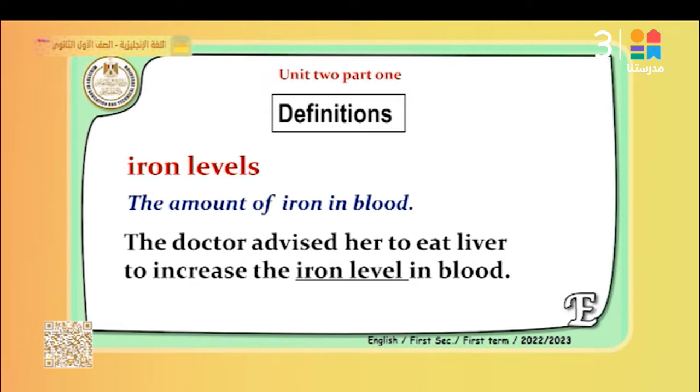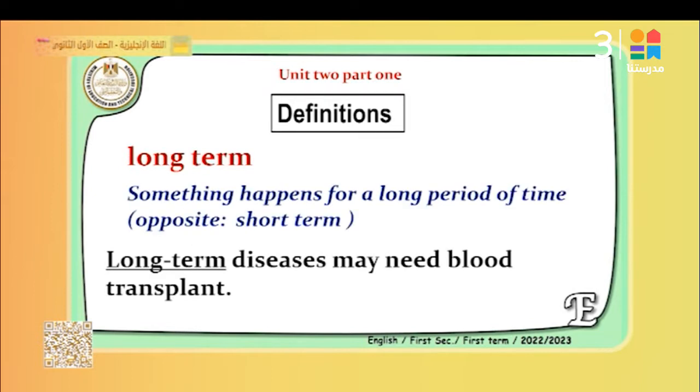We have the word iron level. What is iron level? It means the amount of iron in the blood, the amount of hemoglobin in the blood. So the doctor advised her to eat liver to increase the iron level in the blood. So there are some kinds of food which increase the iron level in the blood, like liver. It increases the iron level in the blood.